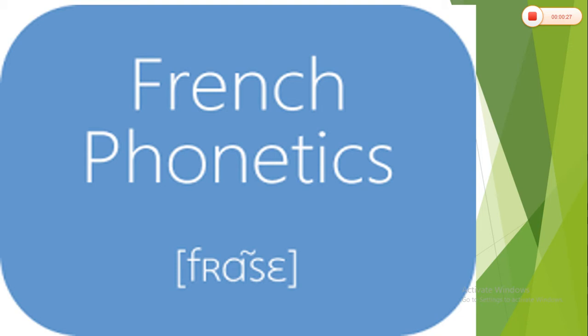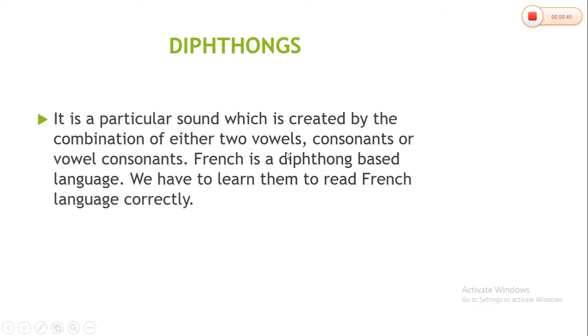Well, French is a diphthong based language, and to pronounce French words properly, we have to learn them. Let us start. What are diphthongs? It is a particular sound which is created by the combination of either two vowels, consonants, or vowel consonants. French is a diphthong based language. We have to learn them to read French language correctly.